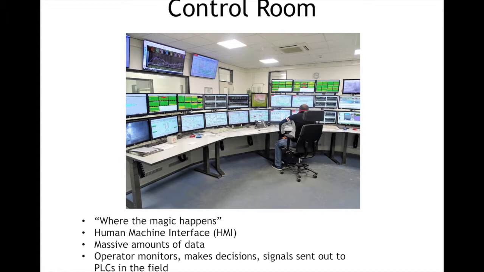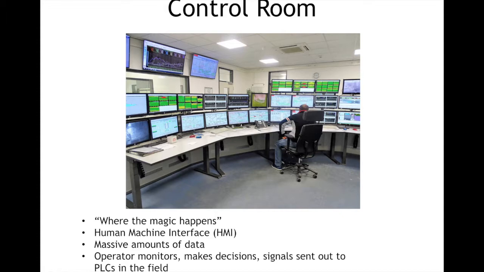So first, it all starts with the control room. This is where the magic happens. There are a series of HMIs, which are human-machine interfaces that the operator must interact with. A lot of it happens automatically, but there are times where the operator needs to make a decision. And there is just a massive amount of data that is flowing through these processes.